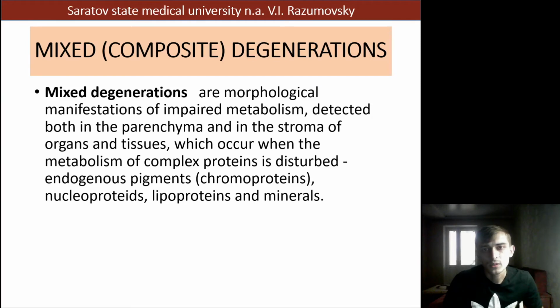Mixed or compositive degeneration are morphological manifestations of impaired metabolism detected both in parenchyma and in stroma of organs and tissues, which occur when the metabolism of complex proteins is disrupted: endogenous pigments, nuclear proteins, lipoproteins, and minerals.